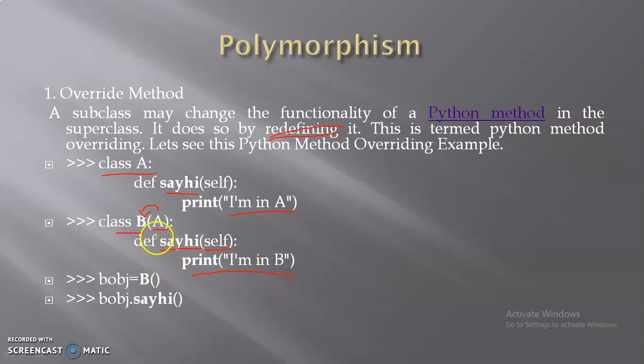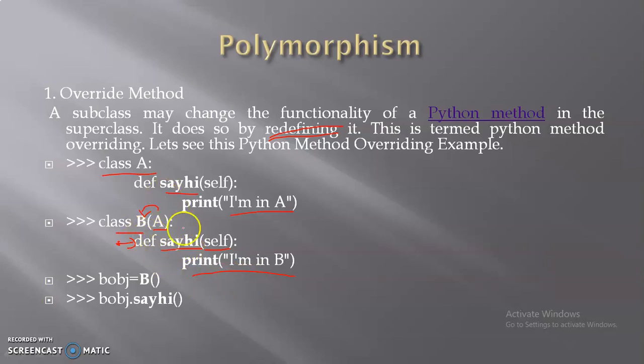So whenever you are using the same method name in the child class, it automatically hides the base class method and creates one separate method say hi. This method is only for the B class.